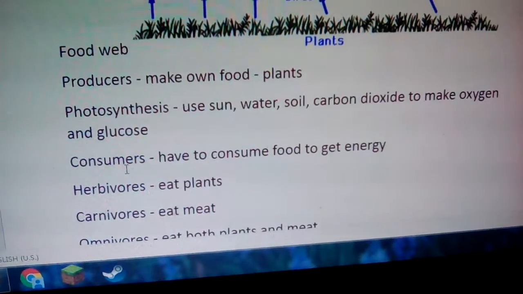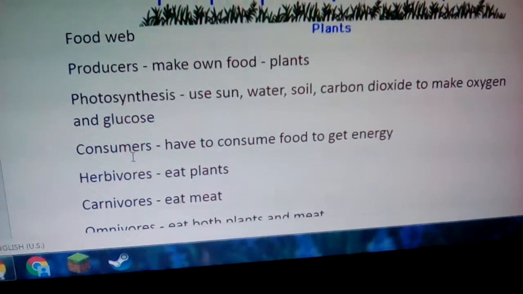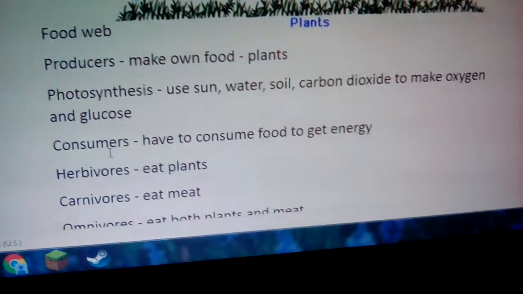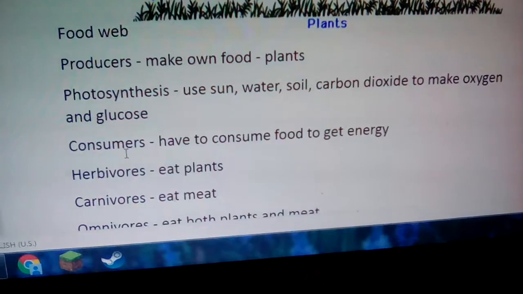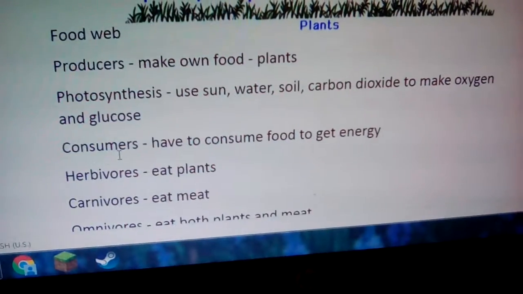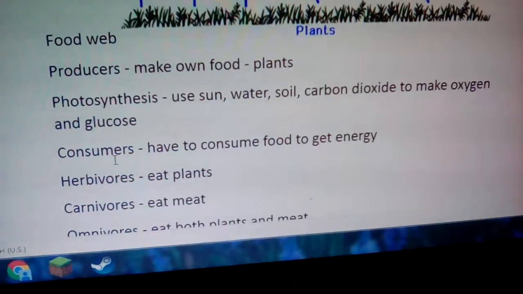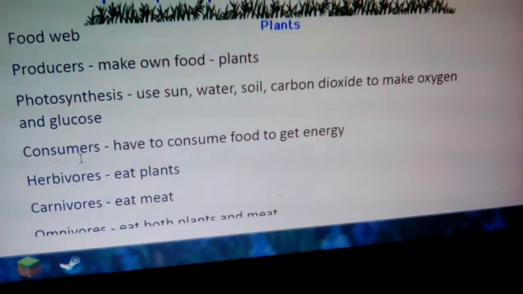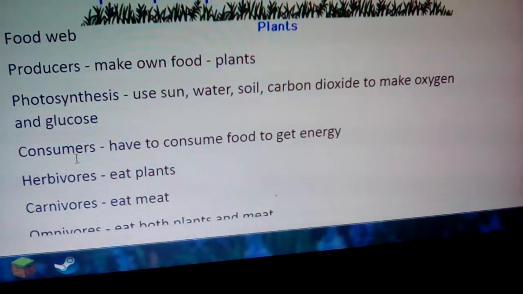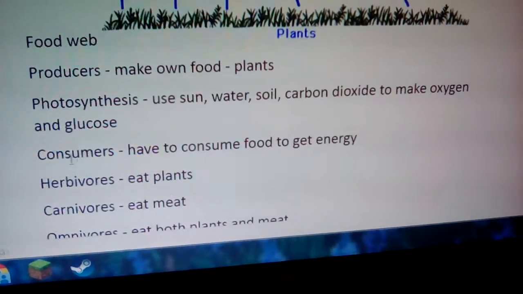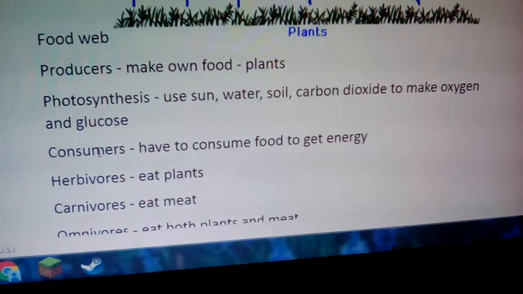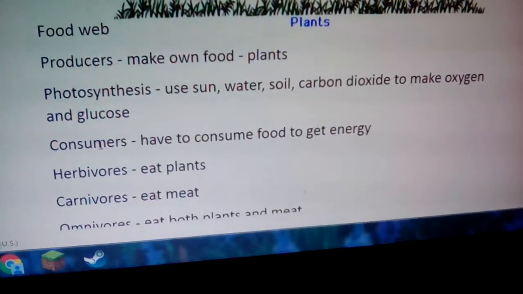Whereas consumers have to consume food in order to get their energy in order to grow. So we, man, is a consumer because we can't make our own food. I can't lay out in the sun and make energy to make myself grow, right? I don't have the same things that plants do in order to help me to do that. So I am a consumer. I have to consume food in order for me to grow.